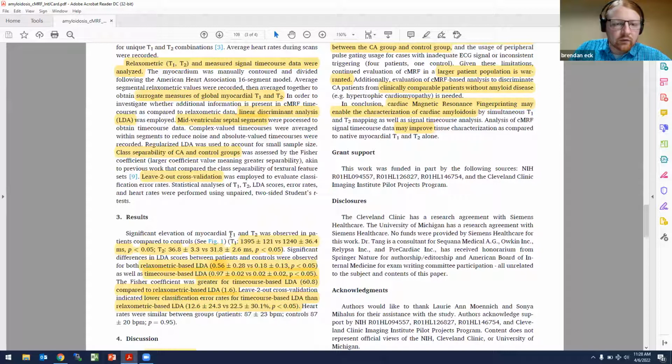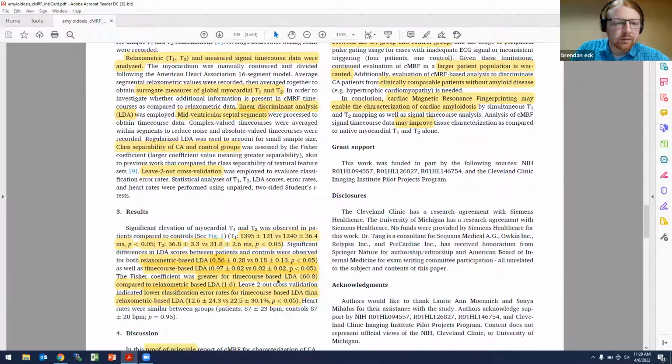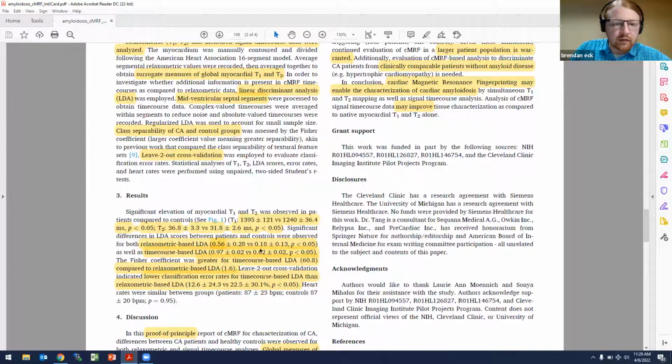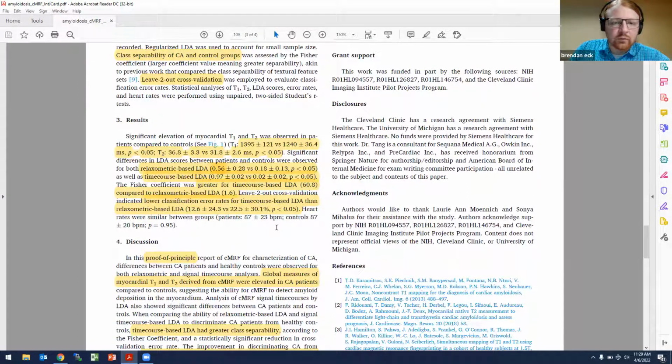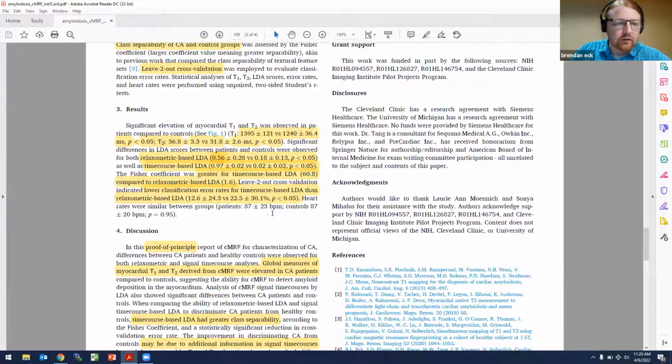So as far as the values themselves, the T1 in the amyloid group was 1,395 versus 1,240 in the healthy controls. For T2, there was about 37 versus 32. As I mentioned before, the relaxometric LDA was increased in the amyloid patients as compared to the controls. However, there was a larger separation in the time course based LDA. So overall, improved separation when looking at the time course data.